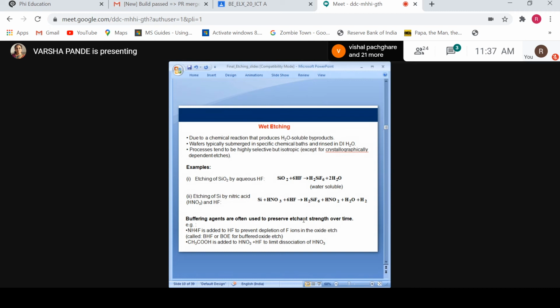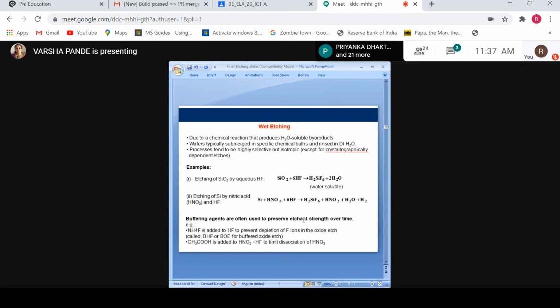Now for example, if you see etching of silicon dioxide by aqueous hydrofluoric acid. Aqueous hydrofluoric acid means what? In the hydrofluoric acid, near about equal amount of water is added, 1:1 proportion, or sometimes 2:1, depending upon the requirement. That proportion will be there. And in the hydrofluoric acid, some part of water is added, and within that solution, that wafer is placed. Which type of wafer? Wafer which is oxidized above.